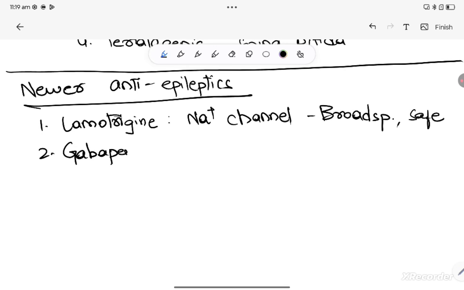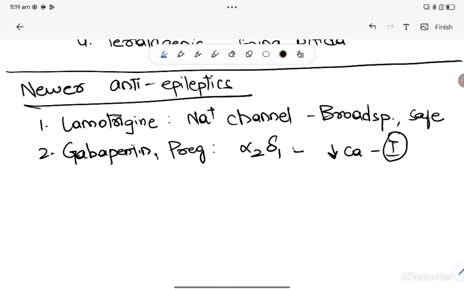We all thought that gabapentin and pregabalin mainly modulate the GABA system. But usually, these drugs act through the alpha 2 delta 1 channel, reduce calcium entry and inhibit glutamate release. One most important point regarding this is that these are drugs of choice in all neuralgias or neuropathic pains.